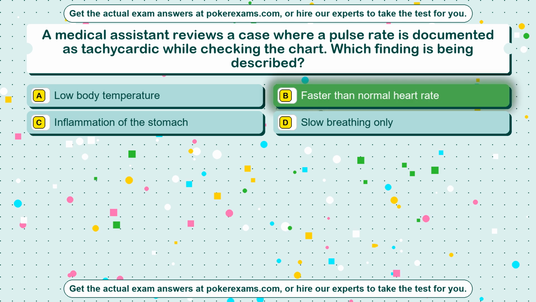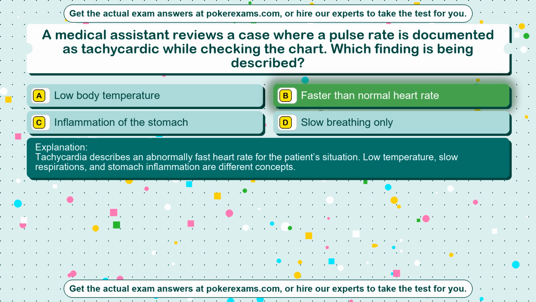Faster than normal heart rate. Tachycardia describes an abnormally fast heart rate for the patient's situation. Low temperature, slow respirations, and stomach inflammation are different concepts.